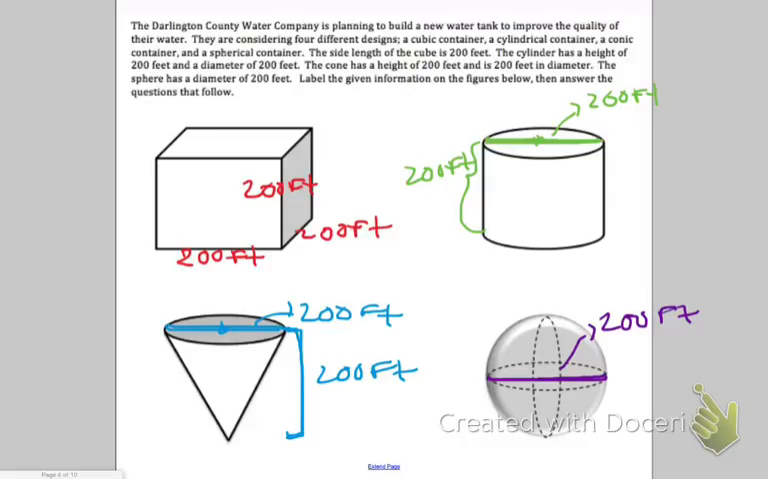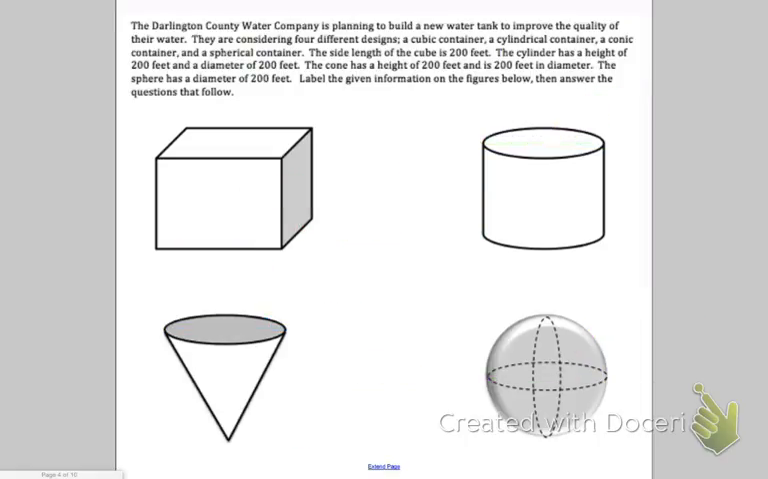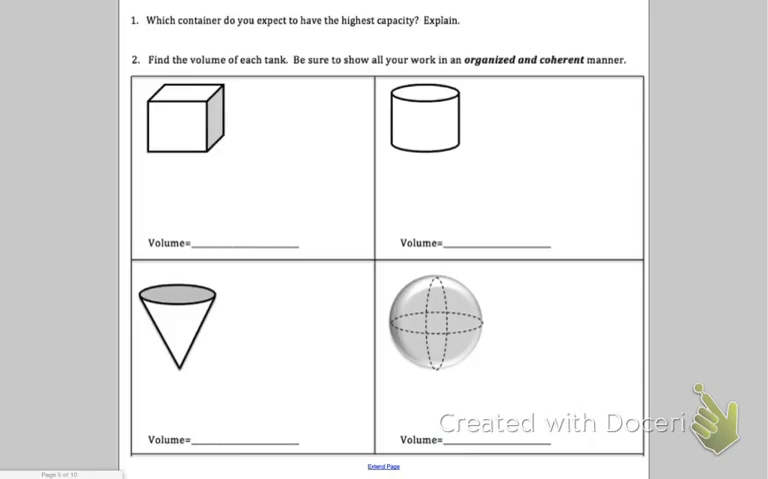So now our job is to figure out which of these containers will hold the largest amount of water. In order to do that, we have to figure out the volume. We have to figure out how much space it can hold inside. So take a moment to determine which of these containers you expect to have the highest capacity. Which one do you think is going to hold the largest amount of water? And we're going to go ahead and share that out.